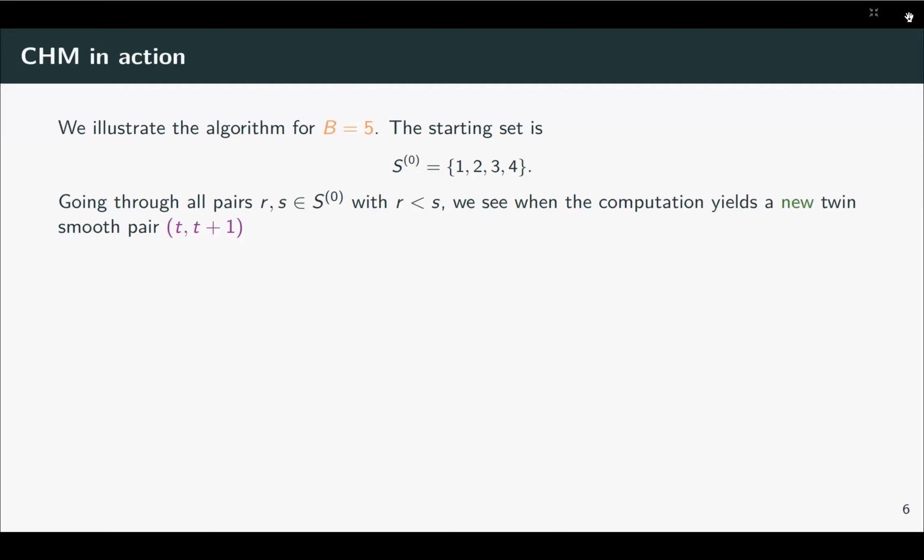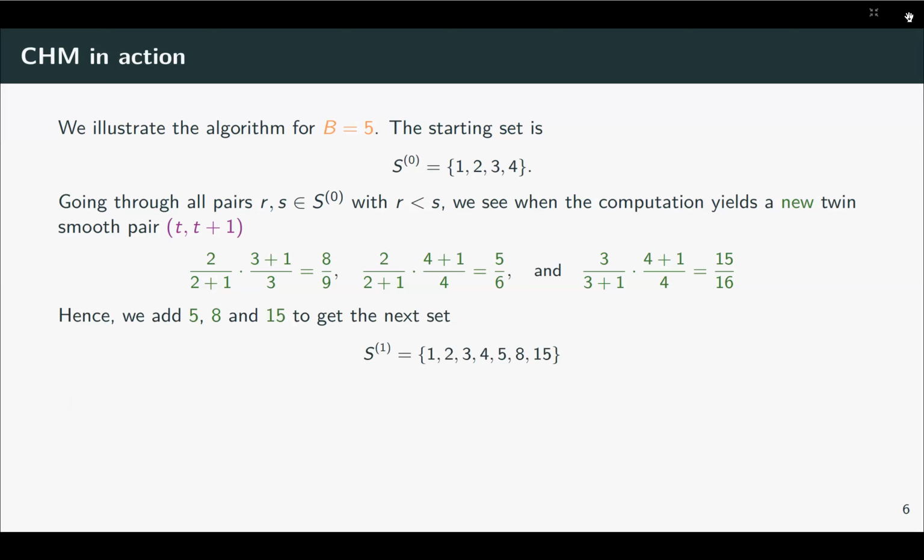Now we're going to go through each R and S in this set and see when this computation gives us something new. If you are quick with your mental maths, you can see that there are 6 of these computations that we need to do. 3 of them either don't give us anything new or just don't give us smooth twins, but the other 3 do. In particular, when you do it with R equals 2 and S equals 3, then you get the smooth twins 8 and 9, and then 5 and 6 and 15. So we're going to add these numbers 5, 8, and 15 into our big set, and we have S1 comprising all these numbers.